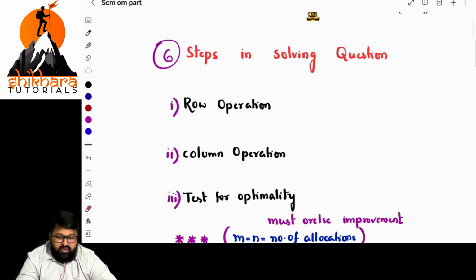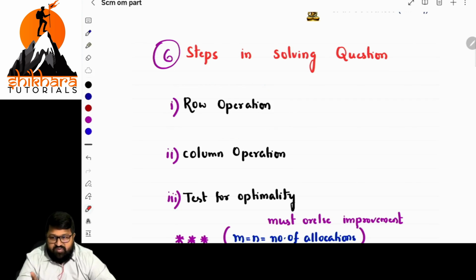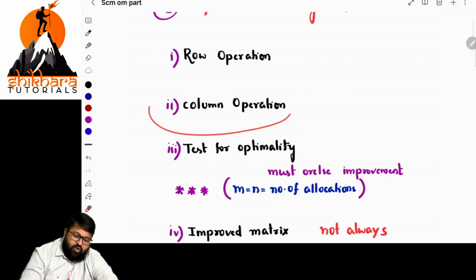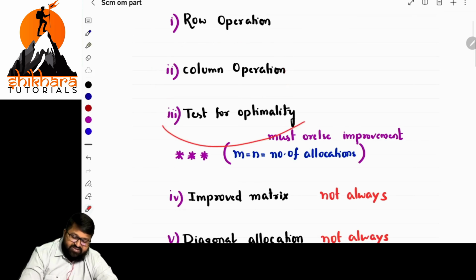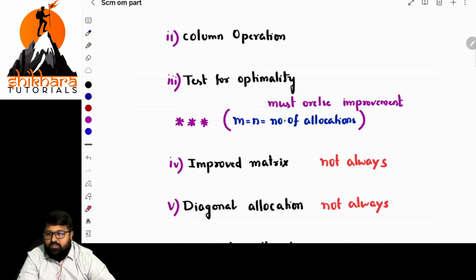Now, what are the steps to solve the problem? The very first step is row operation. The headings are very important for you. If you write the answer perfectly but without headings, it's gone. So the most important aspect is headings. What is the first part? Row operation. Second, column operation. Third, test for optimality. Here we have to check one most important thing: whether the number of rows equals the number of columns equals the number of allocations.